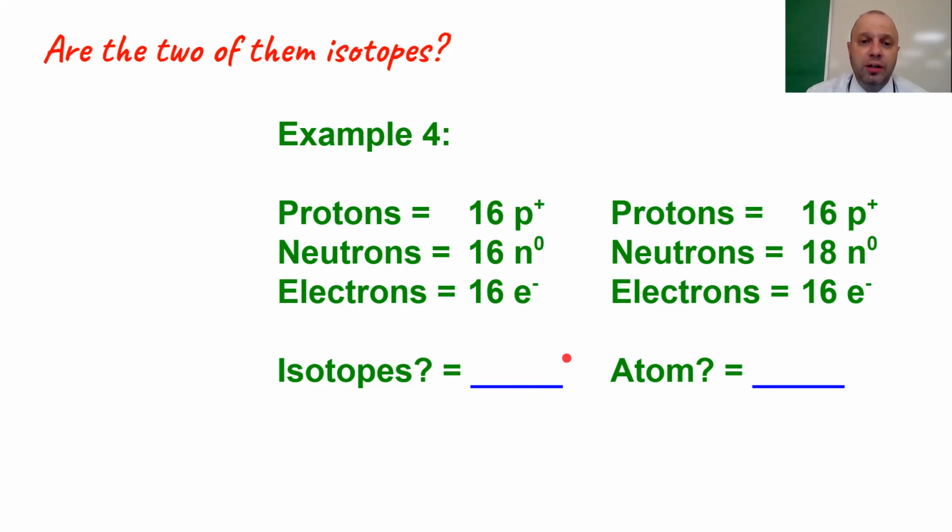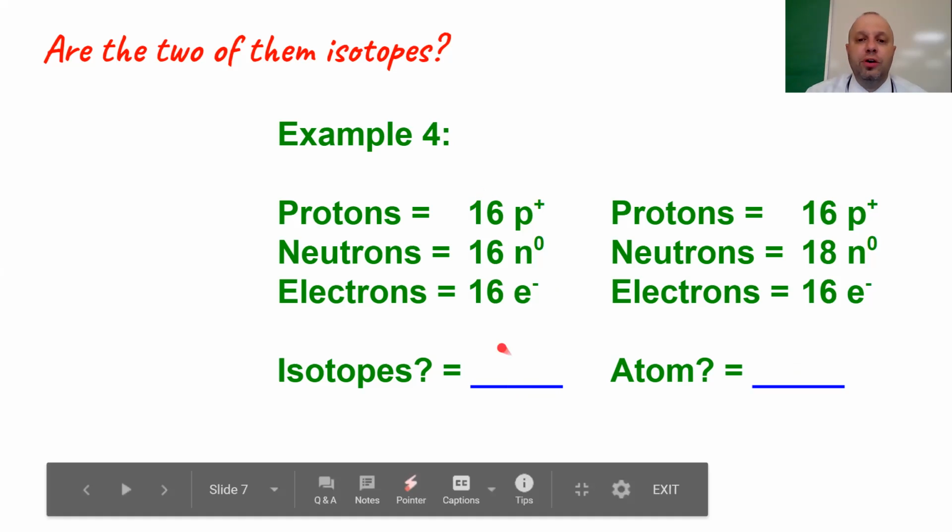Finally, example 4. We have 16 protons. We have 18 neutrons and 16 neutrons. So the question is, are they isotopes? The answer is yes. They are both isotopes of the atom sulfur. They have the same number of protons, but different numbers of neutrons.